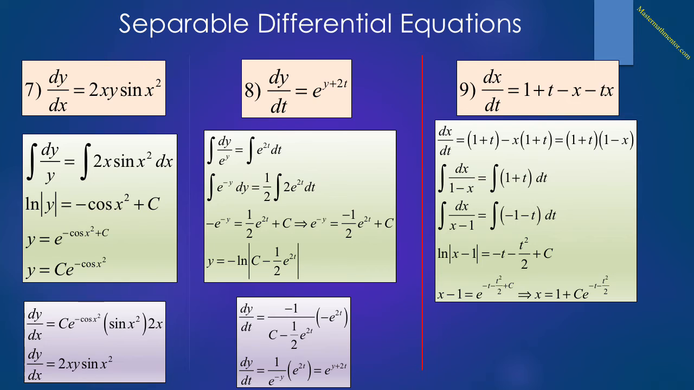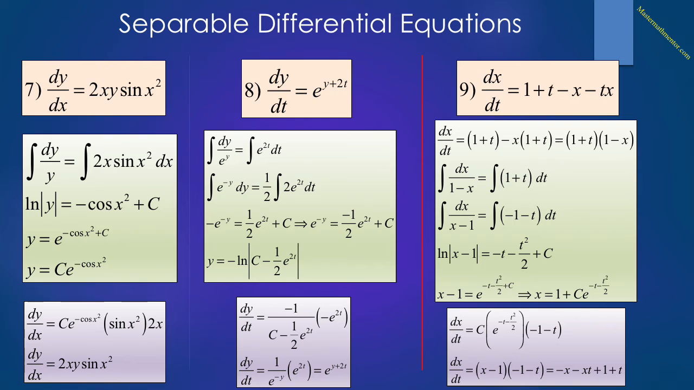And therefore, x minus 1 is equal to e to the -t minus t squared over 2 plus c. And we can write that now as x equals 1 plus c e to the -t minus t squared over 2.